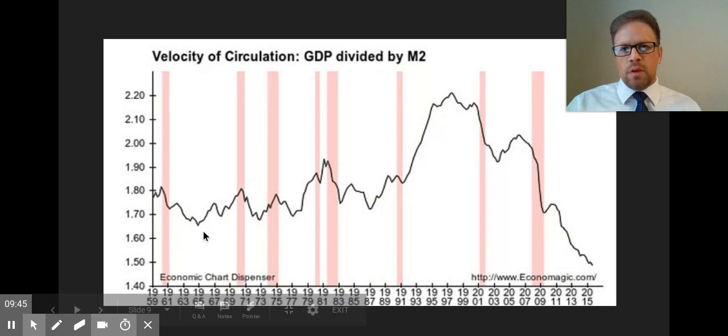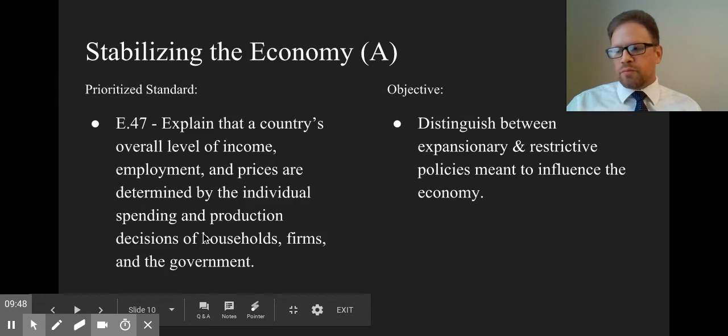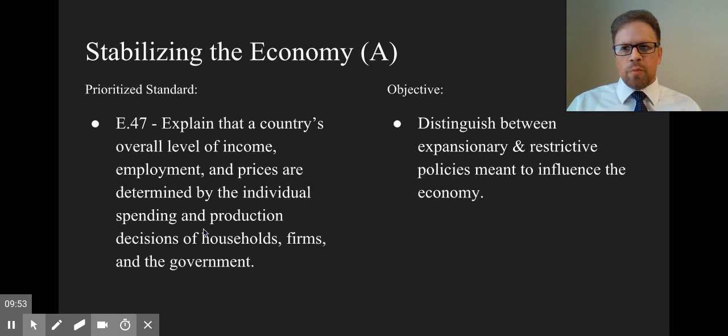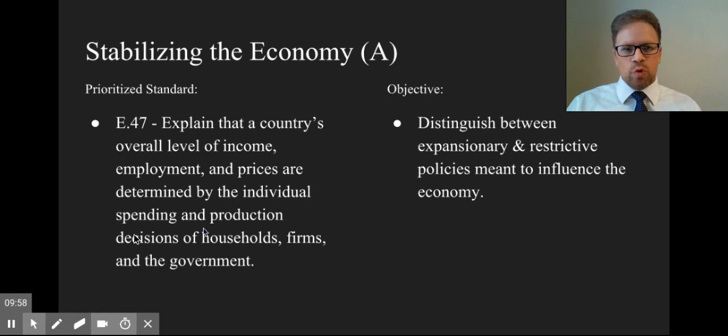All right, this concludes the Stabilizing the Economy, Section A, Stabilization of the Economy lecture. Our prioritized standard was Economic Standard 47, and objectively now you can distinguish between expansionary and restrictive policies meant to influence the economy.